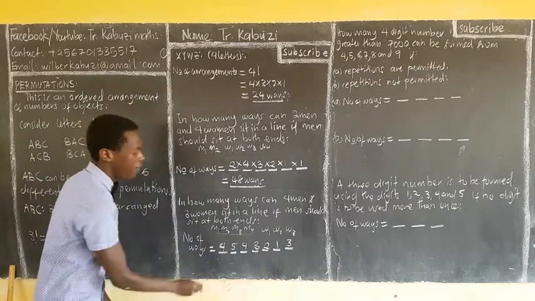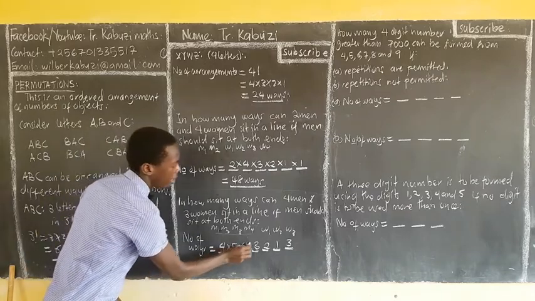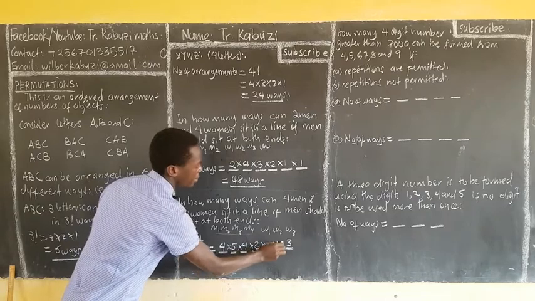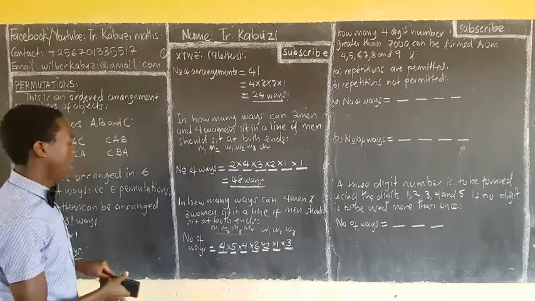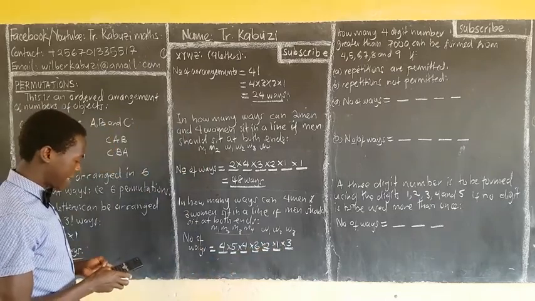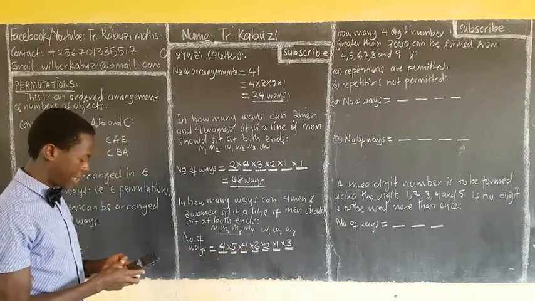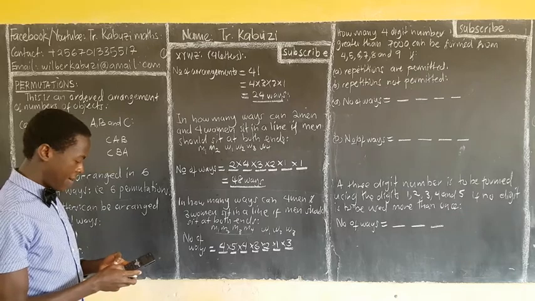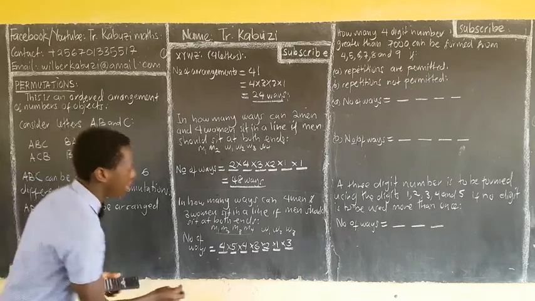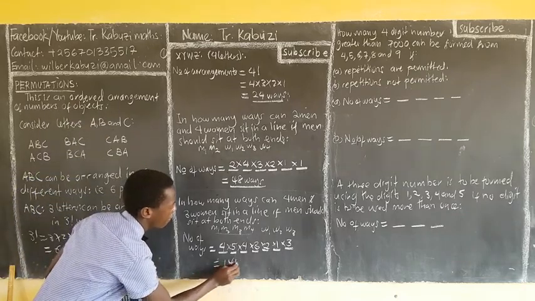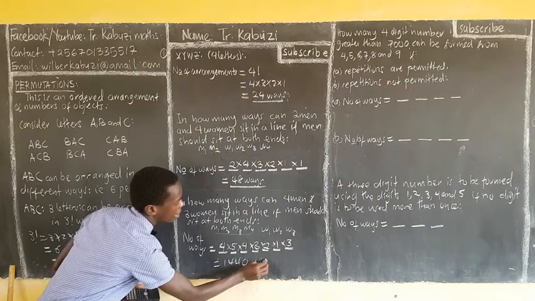So to get the number of ways, we just multiply these like that. And the answer, we have 4 times 3, which is 12, times 120, which gives 1440 ways.